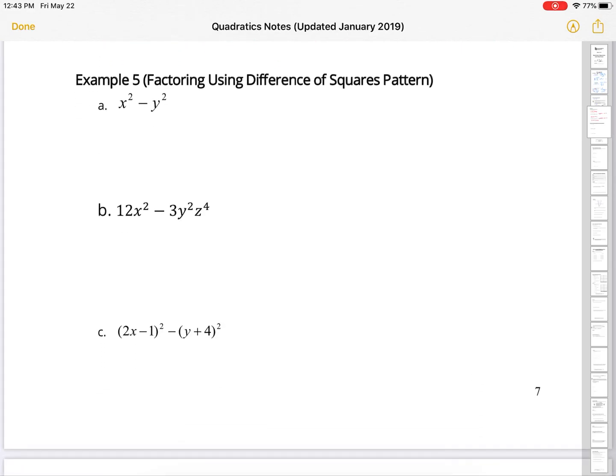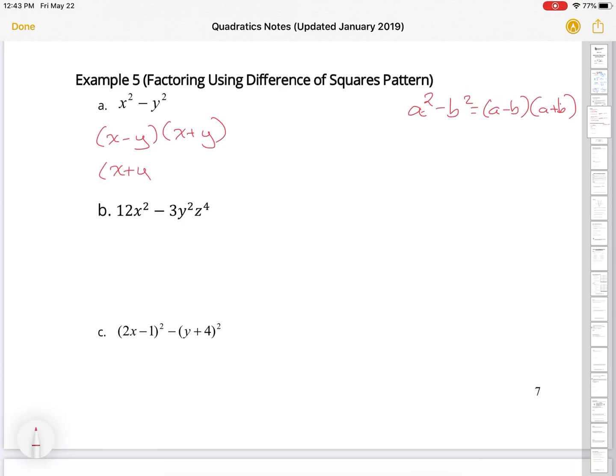All right, example number 5, difference of squares. I don't know, for some reason I've always loved them. They are my favorite. So we're going to use that pattern. Okay, so it's a squared minus b squared is equal to a minus b times a plus b. That is the pattern. So here, x squared minus y squared is x minus y, x plus y. Now, this is the same as x plus y times x minus y. Doesn't matter the order, okay? It's just like if you had a times b is equal to b times a, okay? So the order does not matter.